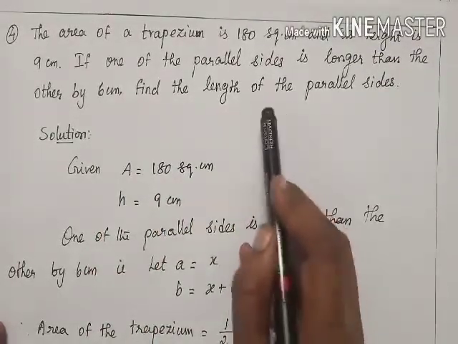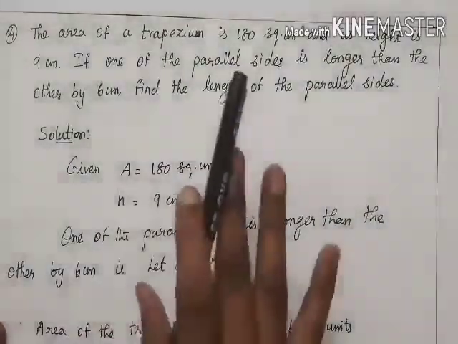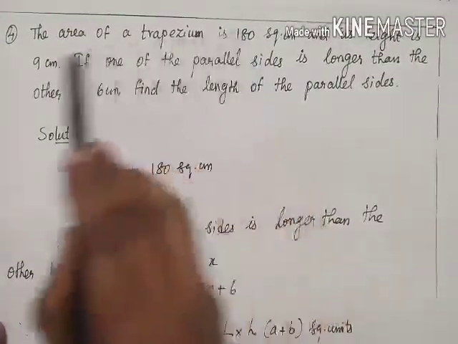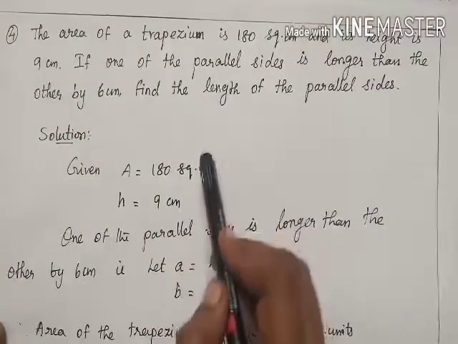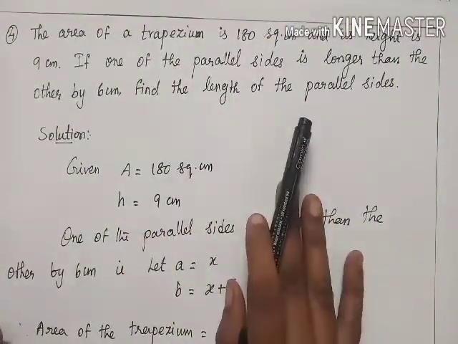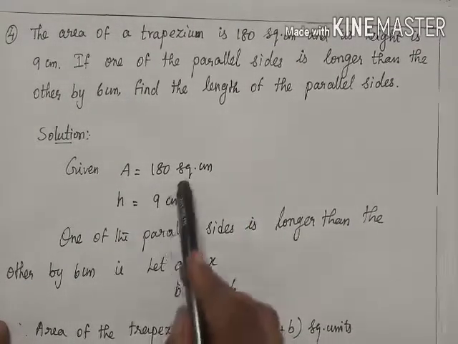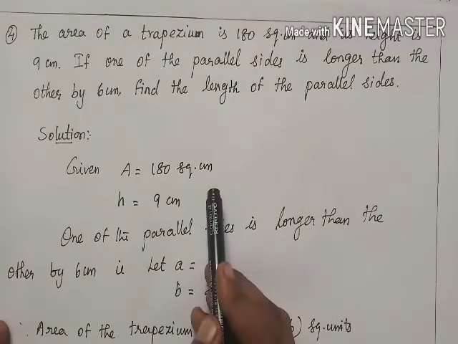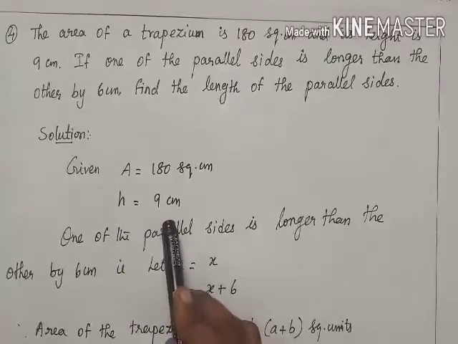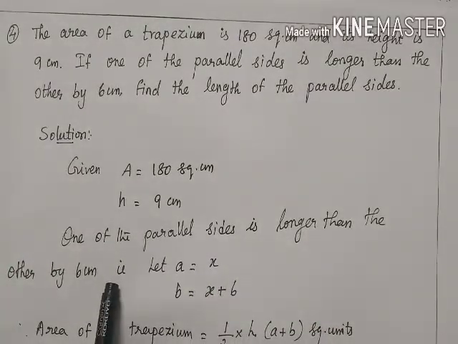This is a different sum, right? Compared with the last three sums, this is totally different. Please listen to me. Area is given and height is there, and here we have to find the parallel sides, that is both A and B. What is given? Area is equal to 180 square centimeter. Height is 9 centimeter, right? So, how to find the parallel sides?